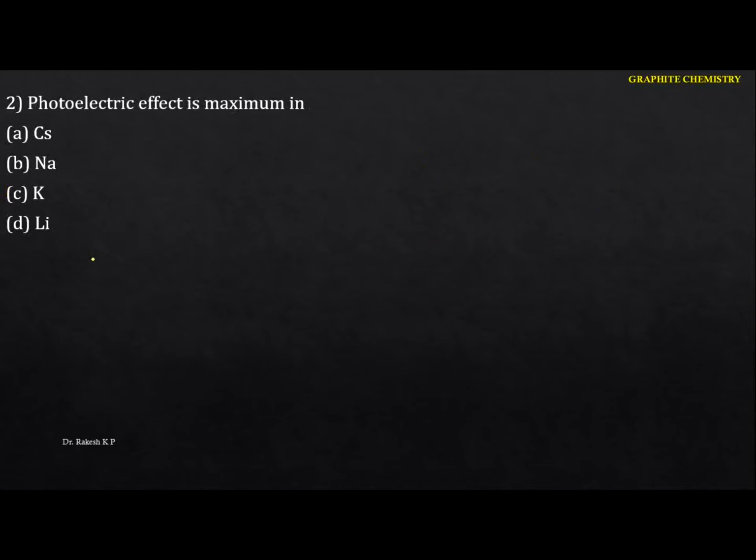The photoelectric effect is maximum in. Just identify this one, because all of them belong to the first group. Let me write the first group elements here: lithium, sodium, potassium, rubidium, and cesium. Now to identify the photoelectric effect, the tendency to show the photoelectric effect mainly depends on the ionization energy.